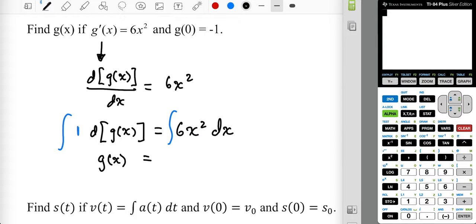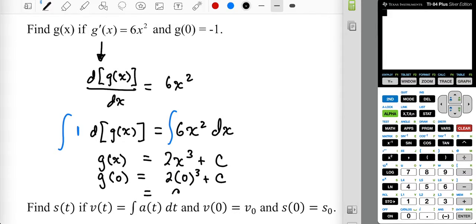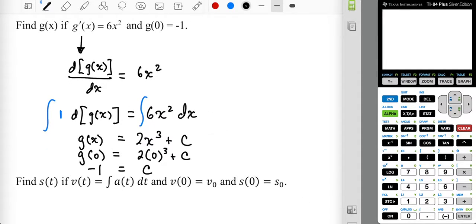Right hand side, increase the exponent by 1, divide by the new exponent. We're talking about 2x cubed plus c. All right, now they give us the condition, and that is that g of 0 is equal to negative 1. So if I plug in a 0 for x, I get just a c on the right hand side, and since we know g of 0 is the same as negative 1, we now know that c is equal to negative 1. So therefore, we can conclude that g of x is equal to 2x cubed minus 1.